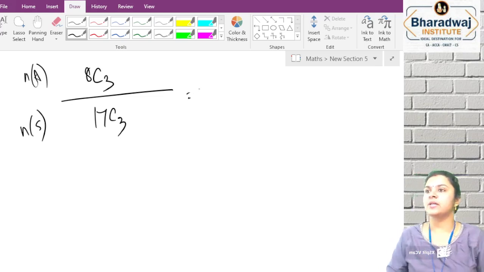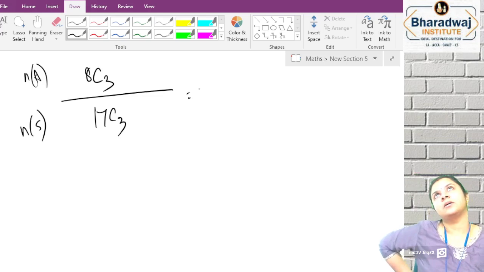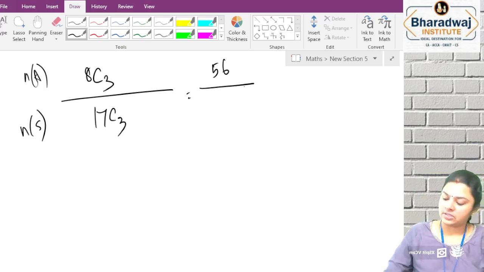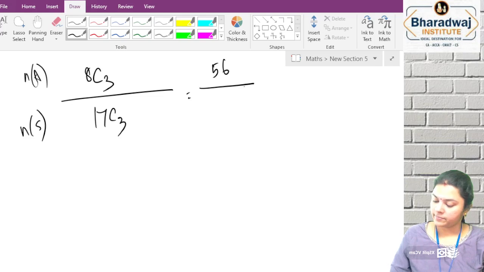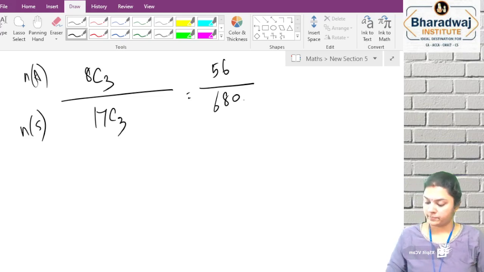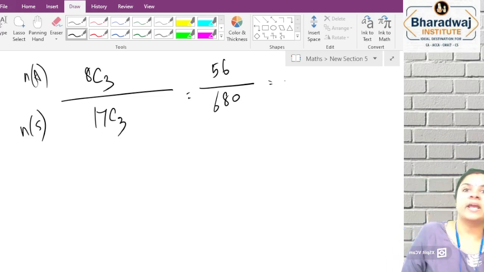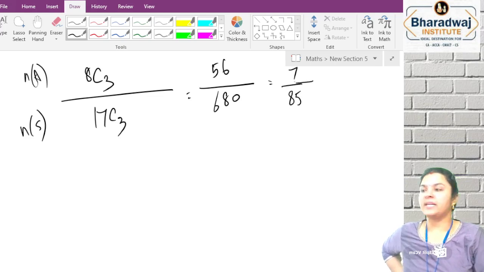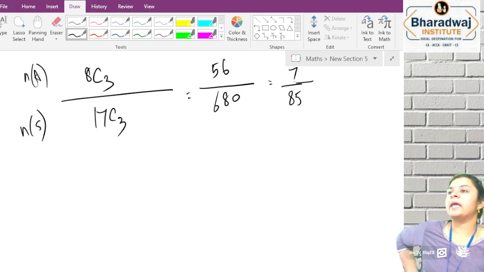First find the two values. 8C3 is 6 into 7 into 8 by 6, that is 56, divided by 15 into 16 into 17 by 6, that is 680. So simplify this. Since we are finding odds in favor or against, don't convert to decimal. You need the fraction value. So you get the value as 7 by 85.